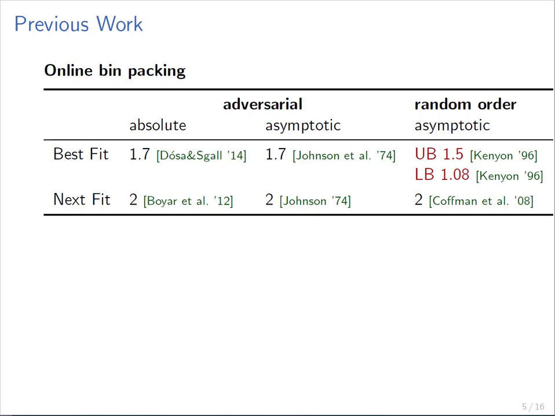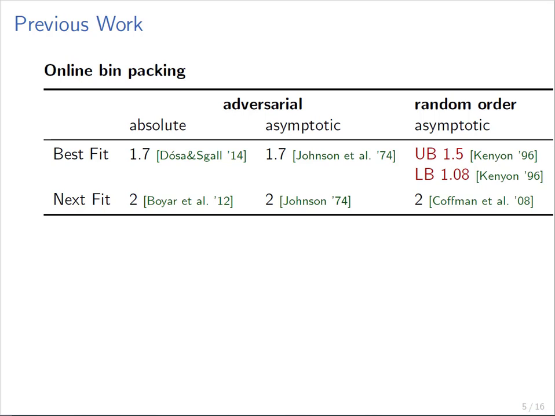However, more relevant for our work are results in the random order model. Kenyon introduced this model in 1996 and proved for BestFit that the asymptotic random order ratio of BestFit is between 1.08 and 1.5. So Kenyon showed some upper and some lower bound on the asymptotic random order ratio. In particular, the upper bound of 1.5 shows that random order is able to break the upper bound of 1.7 in the adversarial model for BestFit.